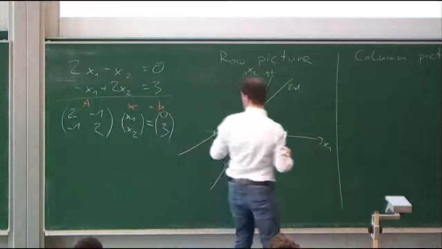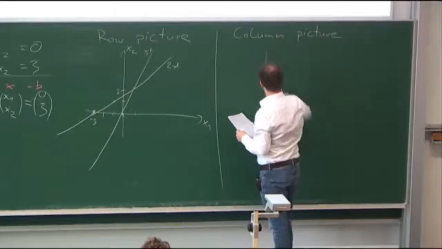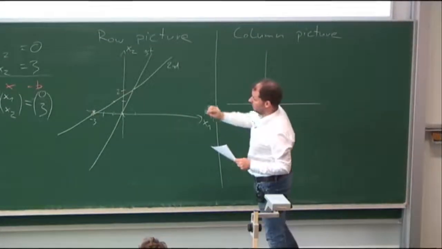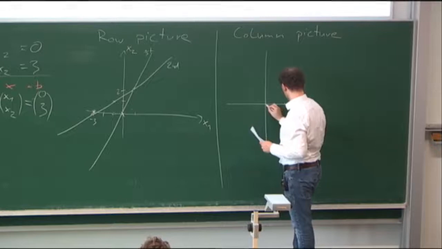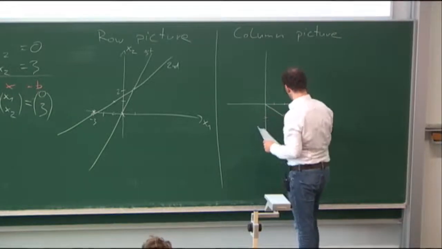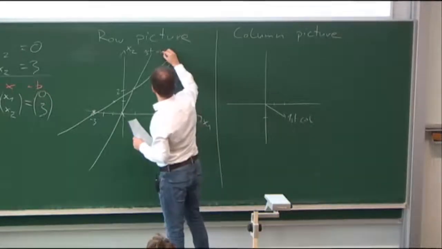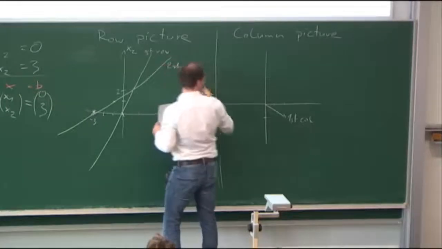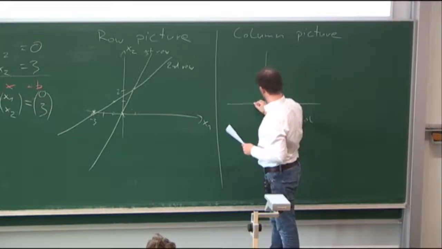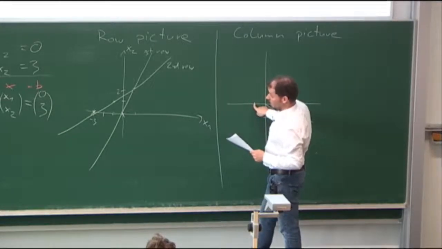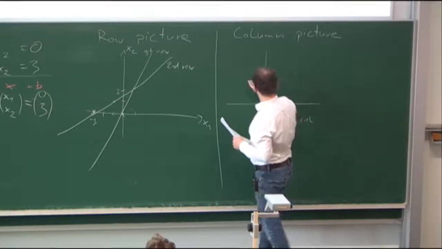So let's put the first column. The first column is 2 to the right and 1 down. So this is the first column, where this was the first row and this was the second row. And the second column is 1 to the left and 2 up. So this is the second column.